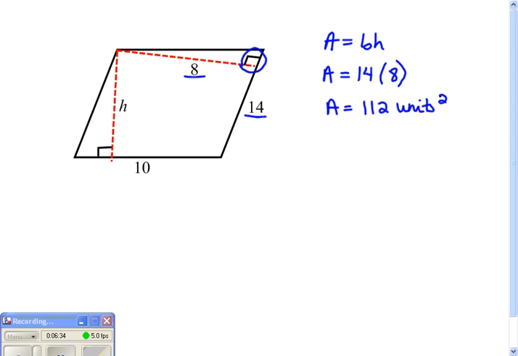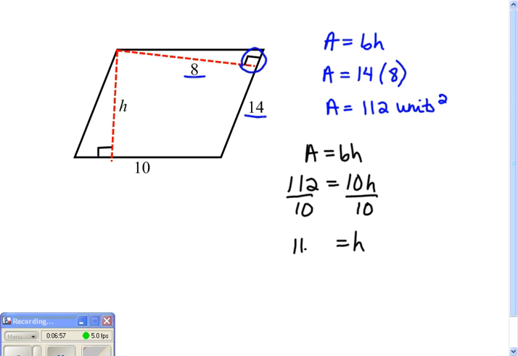And now, using my other values, I know the area is 112. Again, it didn't change. The base that goes with the h for the height is 10. And then I just have the h for the height. Divide both sides by 10. And I find out that the height of that part is 11.2 units.